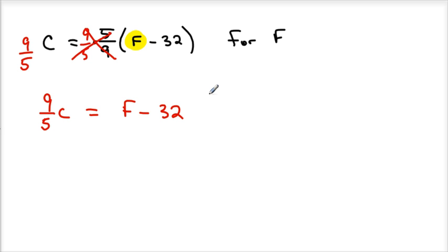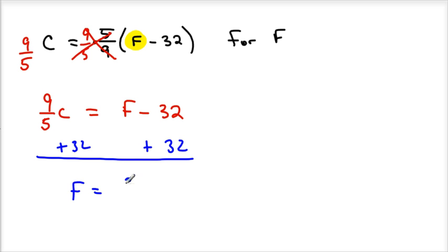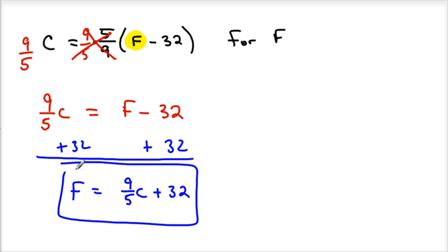Getting closer. I have my 9/5 C equals F minus 32. I just want my F. How do I solve for just F? Excellent. Add 32 to both sides. So now I have F equals 9/5 C plus 32, and that's converting from Celsius to Fahrenheit.